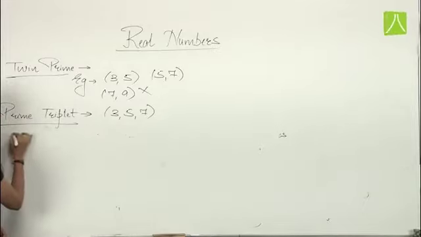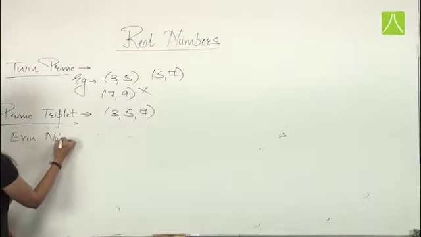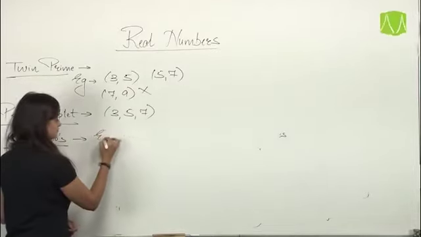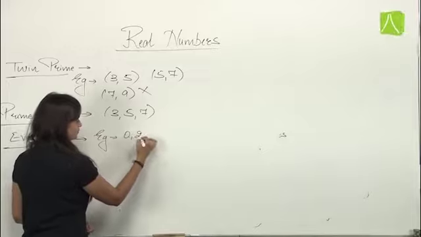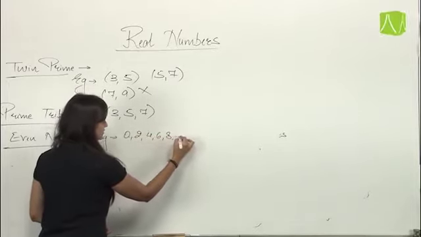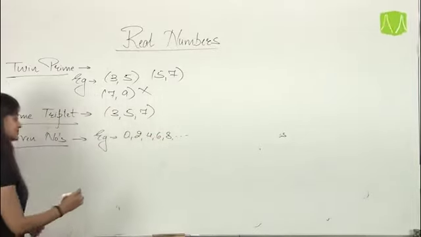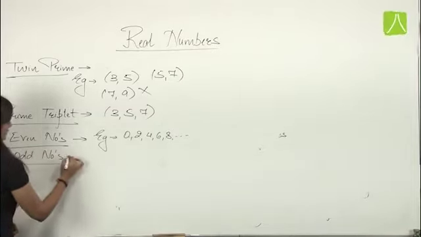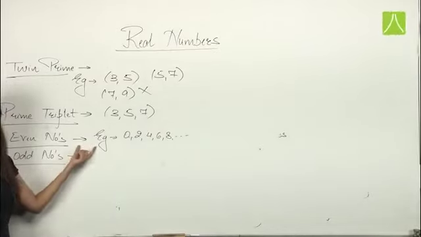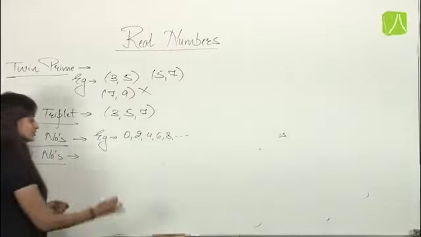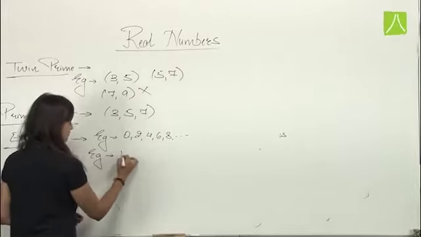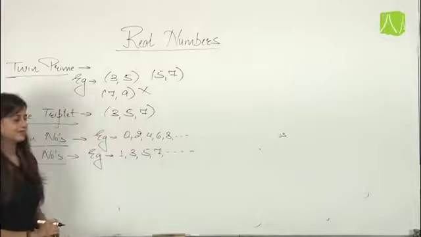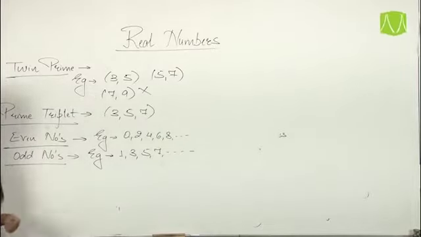Next is even numbers. Even numbers are, for example, 0, 2, 4, 6, 8. These all are even numbers. Next, odd numbers. Even numbers are divisible by 2. Odd numbers are not divisible by 2. Example, 1, 3, 5, 7. These are all even and odd numbers.